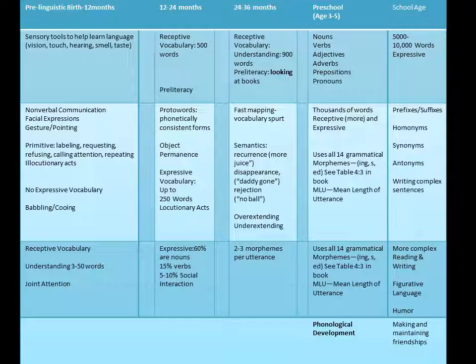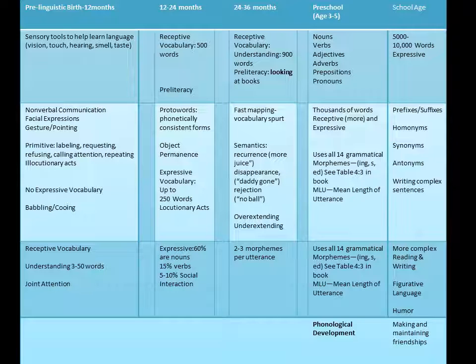Children begin to combine words in their expressive vocabulary, forming by their second birthday 2-word combinations. So we always think of at 1 year, it's usually 1-word utterances. At 2 years is 2-word utterances. At 3 is 3-word utterances. Then at 24 to 36 months, we know that children's receptive vocabulary is at about 900 words.